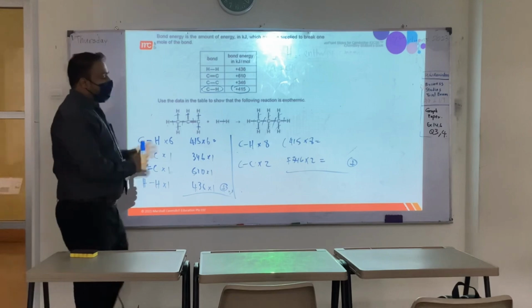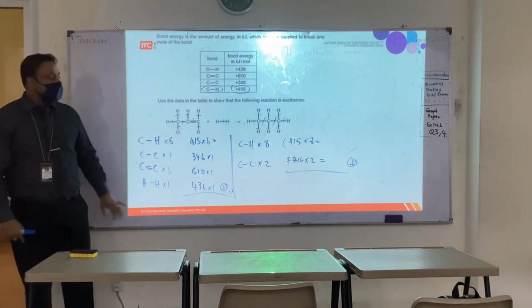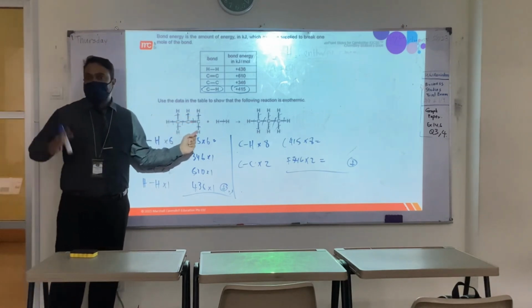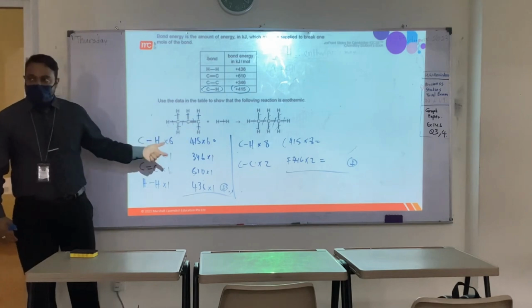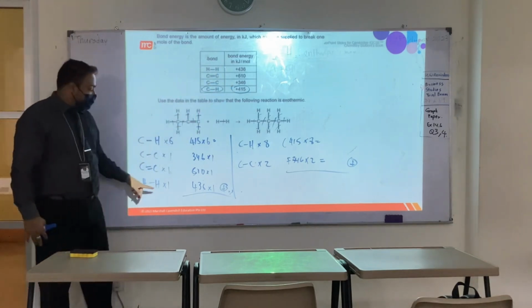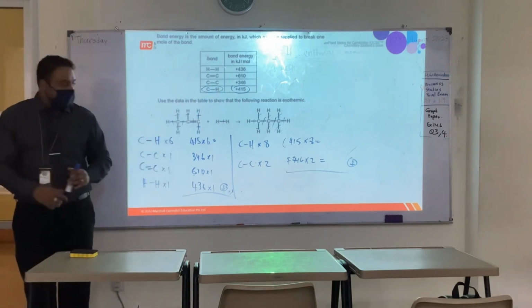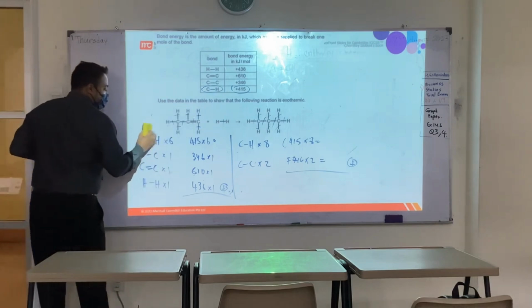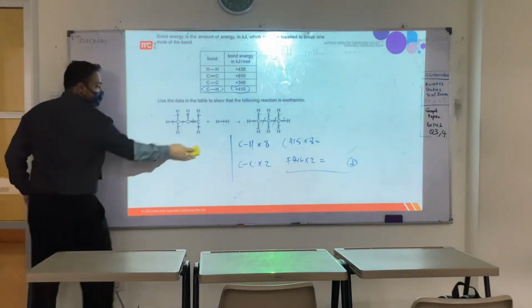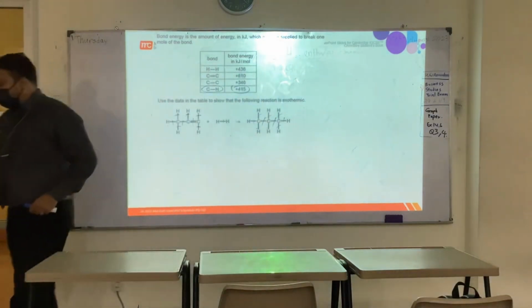Now one thing I want to remind you guys, when you do this, you have to be very, very careful. A common mistake is students missing out on bonds, they forget to count, or they count wrongly. Second, they refer to the table wrongly. For instance, instead of taking 436, they end up taking 346. You want to be careful there. Alright, I've already done this for you guys, I'll just show it to you.